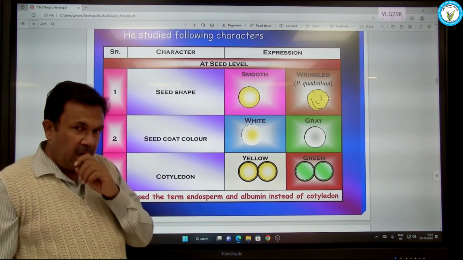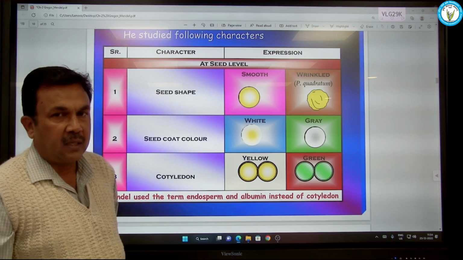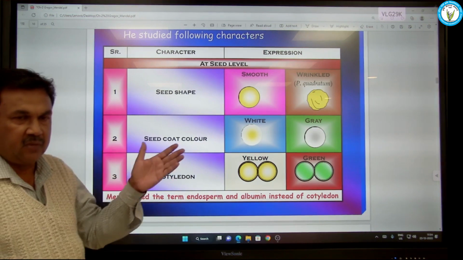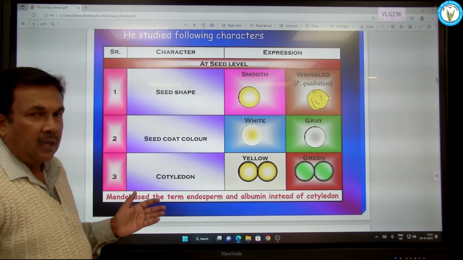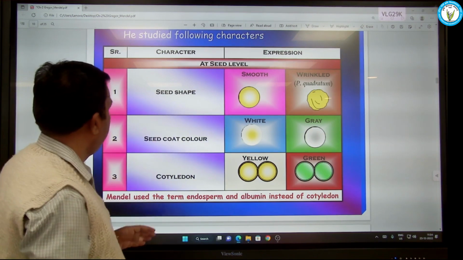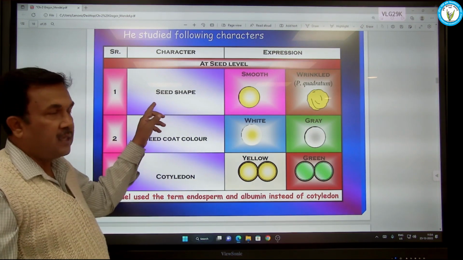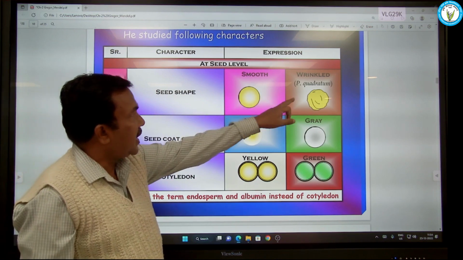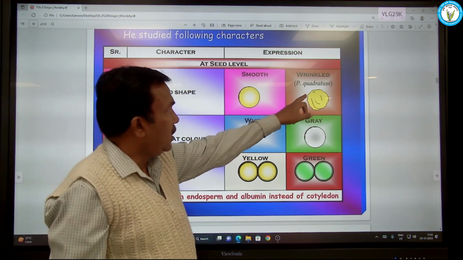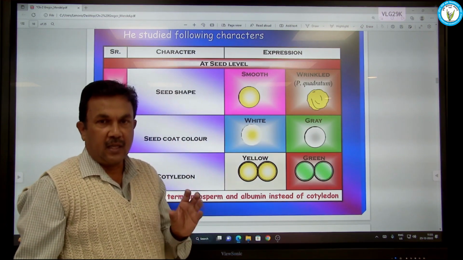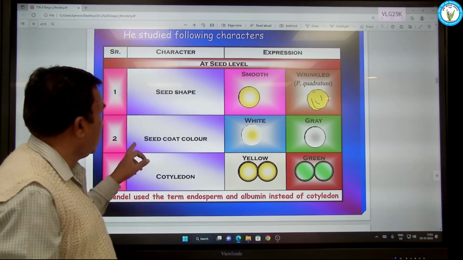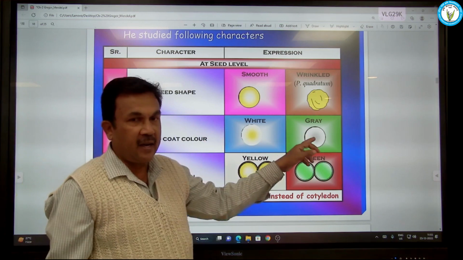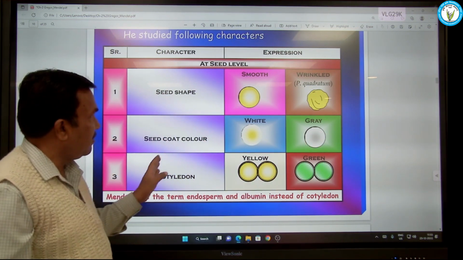In his study, Mendel used 7 characters. Those are the contrasting traits. I classified these traits on the basis of whether they are on seed, on plant, or on pods. At seed level, he studied 3 traits. First is seed shape; the contrasting traits were smooth and wrinkled. Wrinkled means the seed coat wrinkles on drying. Next character was seed coat color, white and grey.